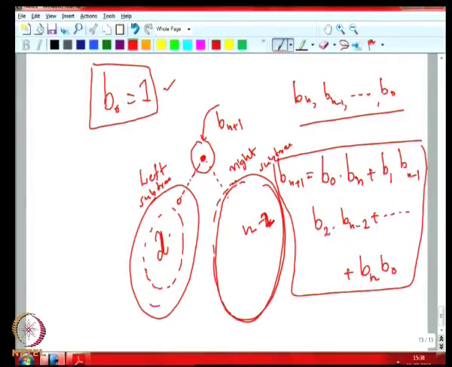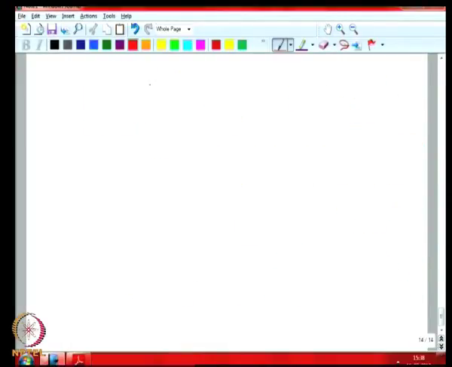So Bn plus 1 is equal to B0 into Bn plus B1 into Bn minus 1 plus B2 into Bn minus 2, and so on. This is the basic recurrence relation which works here. With this we can try to calculate our B4. B3 we have already calculated.